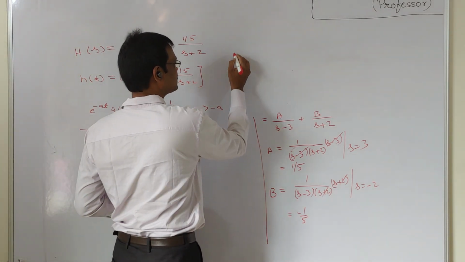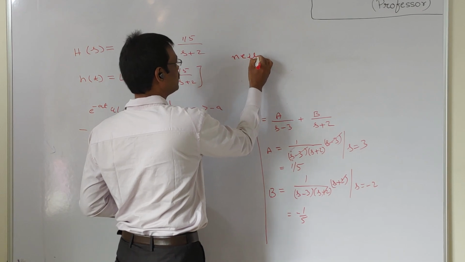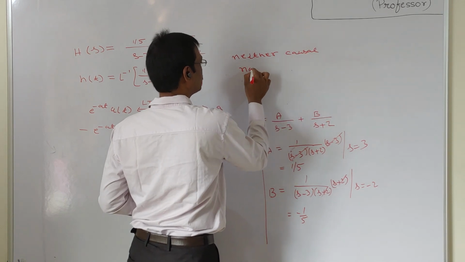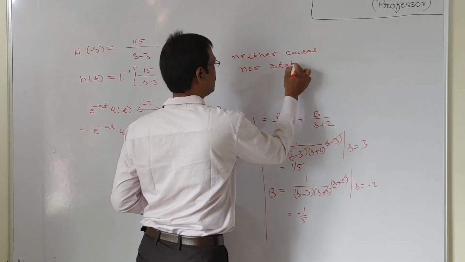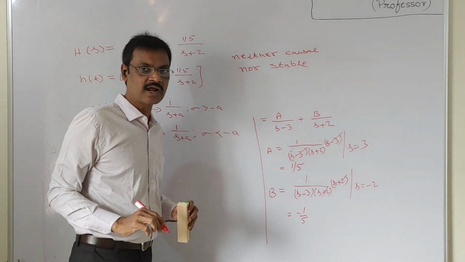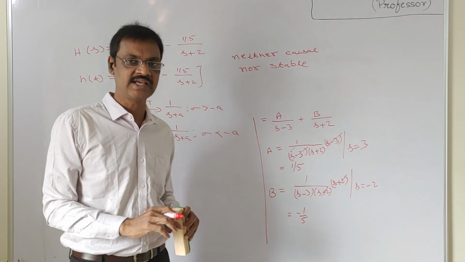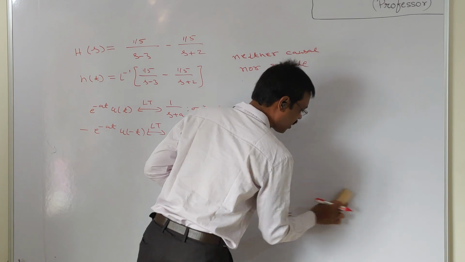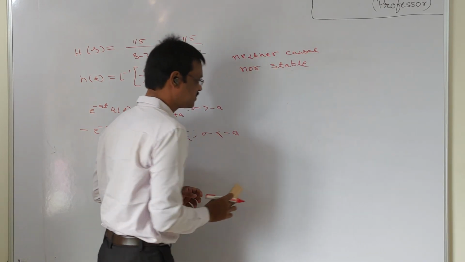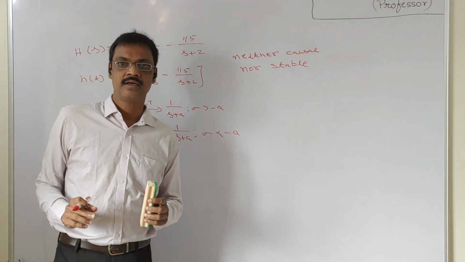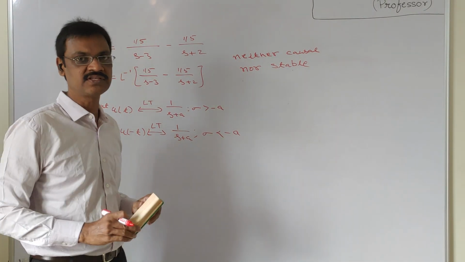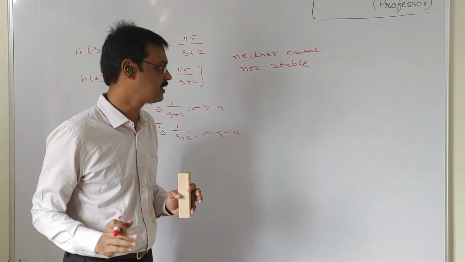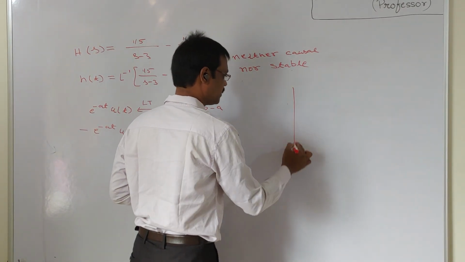That is, the system is neither causal nor stable. It is not stable, and as well as it is not causal. If it is not stable, it means the ROC of h of s definitely does not include the j omega axis. Okay.